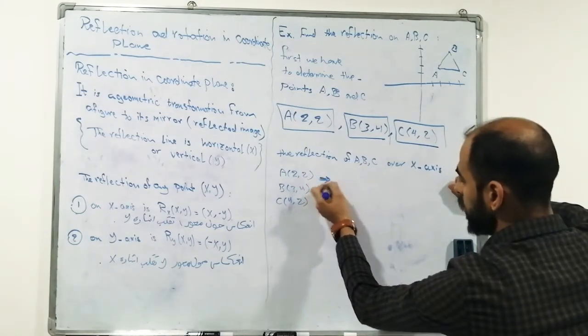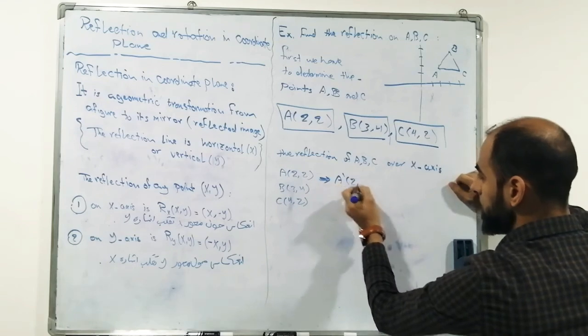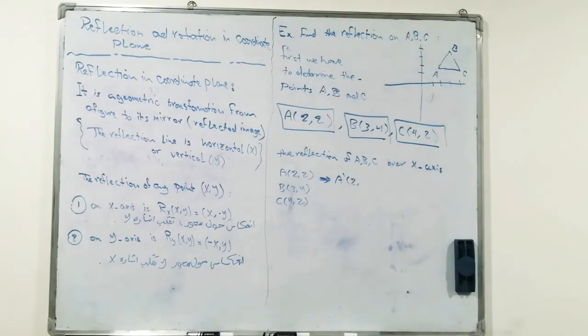So A dash is (2, minus 2). We have to change the sign of y.